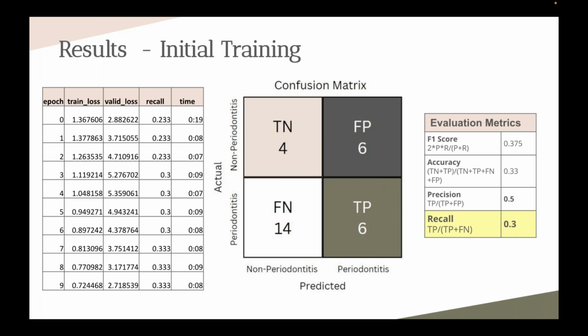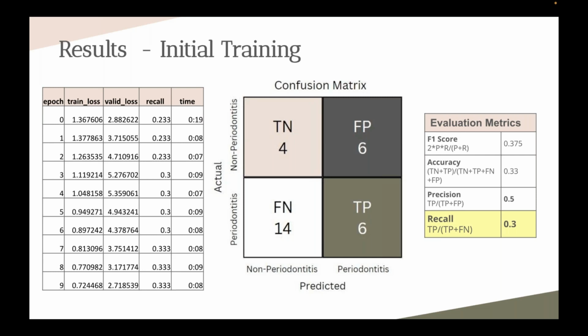So for initial training, first I only trained one layer out of the 34 layers ResNet 34 provides. And I didn't get very good results. As you can see, our recall was only around 0.3, and we had high amounts of loss with okay runtime. In the confusion matrix, we see a high number of false negatives and false positives compared to true negatives and true positives.